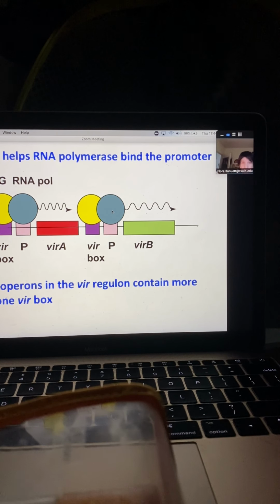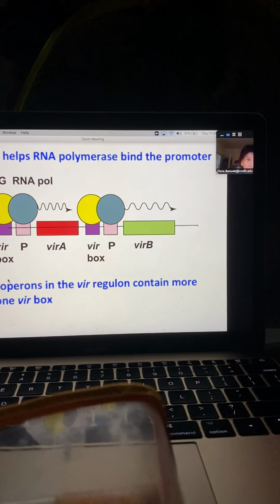of transcription. Okay, and with the ones that have more than one Vir box, are those harder to activate than the other ones that have only one Vir box? No, actually not, because the VirG protein is not going to be a limiting factor. It's going to be abundant. So as long as there are boxes to bind, VirG will bind, and RNA polymerase is a very abundant protein. So they are not limiting factors.